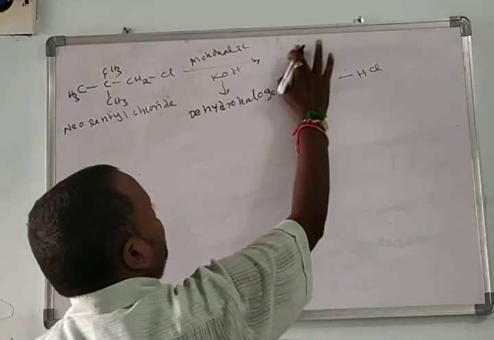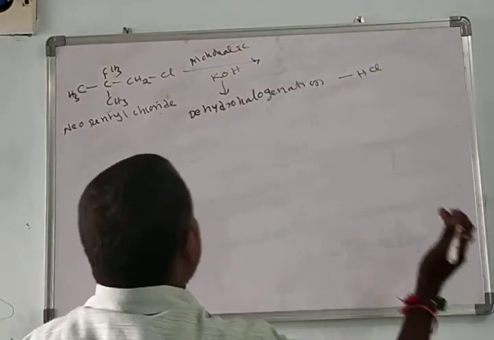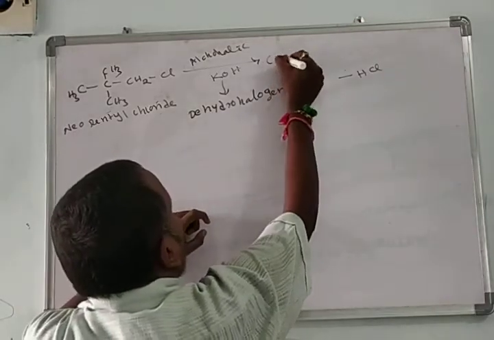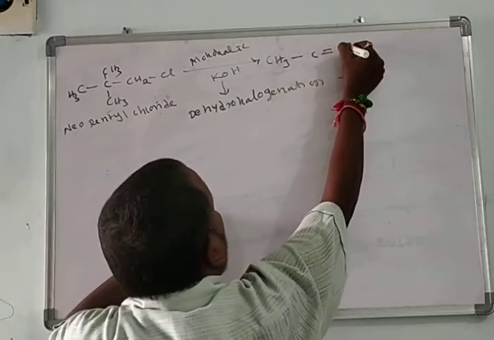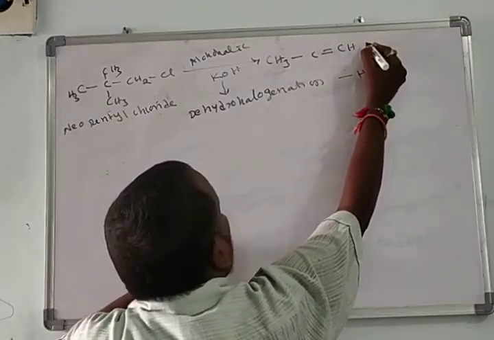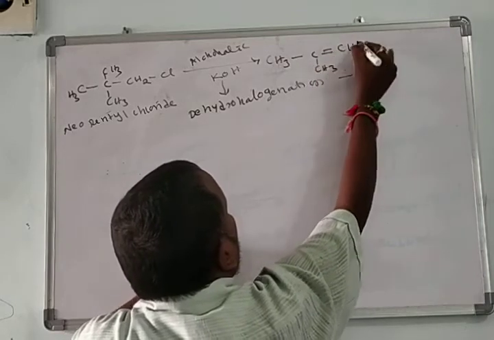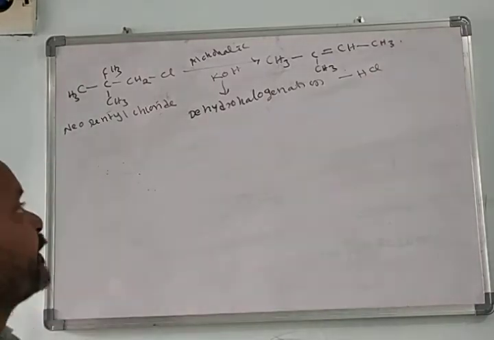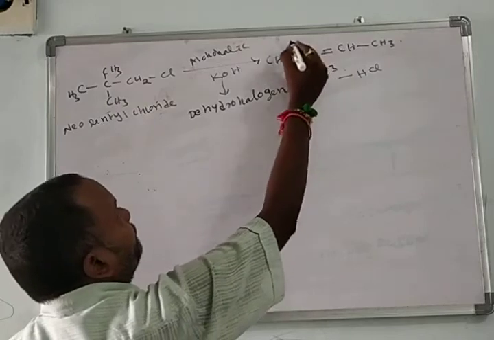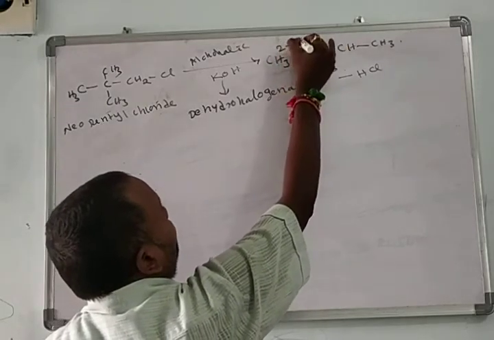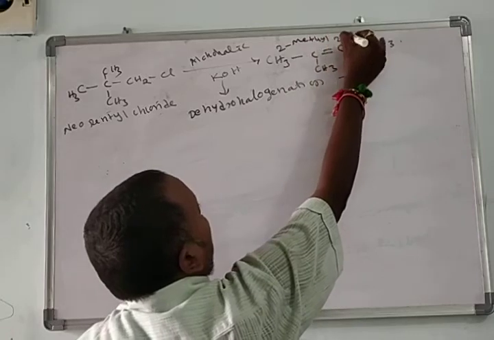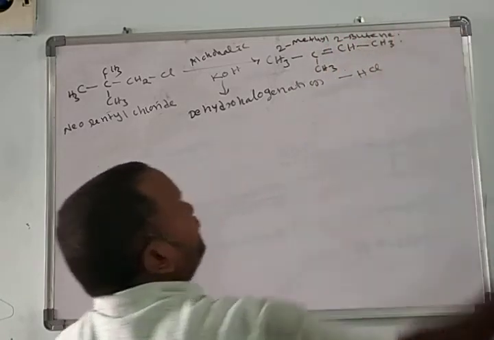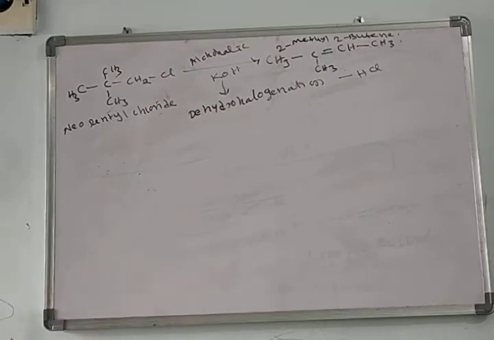Here I will write the product, and I will try to explain the formation of that product. This is the major product. What is the name of this one? 2-methyl 2-butene. 2-methyl 2-butene is the major product, and it is the one and only product. How do we get that?